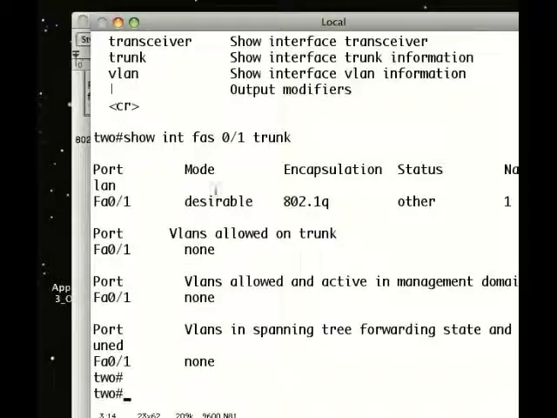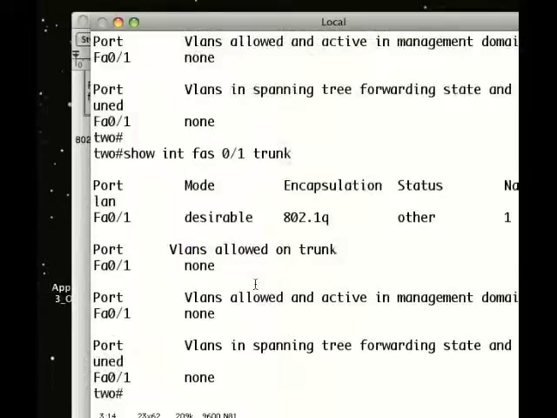So I'm desirable. The encapsulation is 802.1q. Status is other. I don't know what that means. Native VLAN is 1. VLANs allowed on trunk, none. It's not becoming a trunk. I don't know why it's not becoming a trunk, but it's probably due to the configuration over on switch 1.